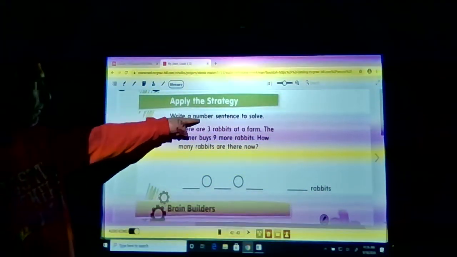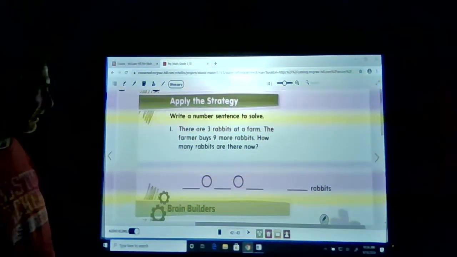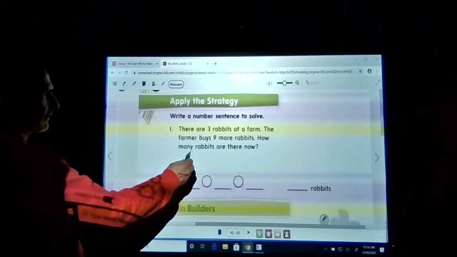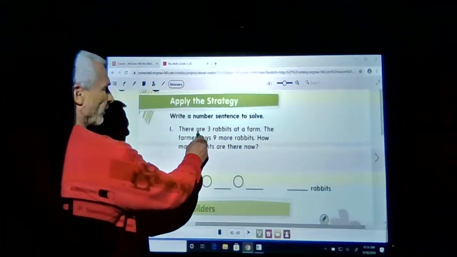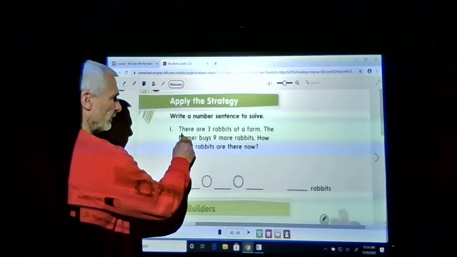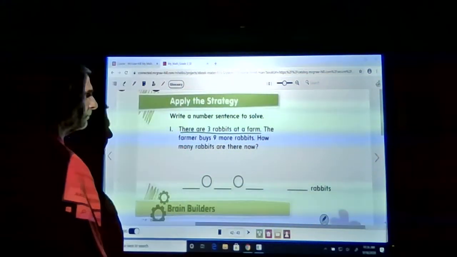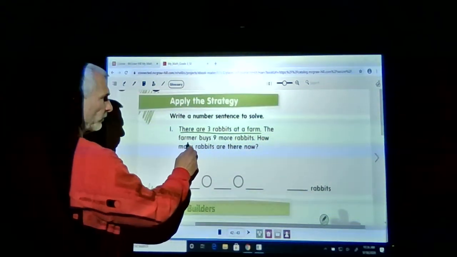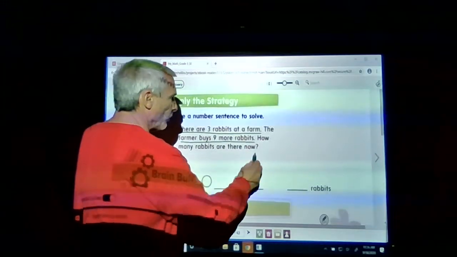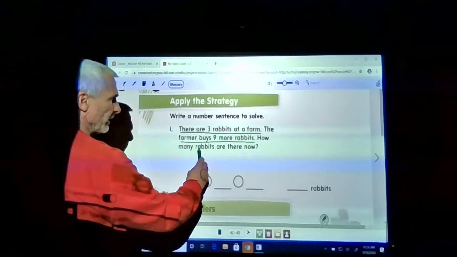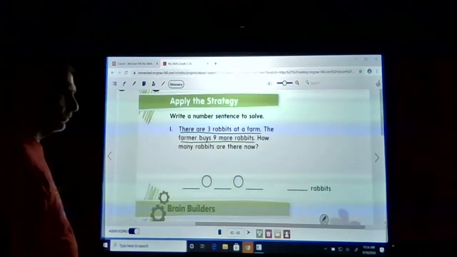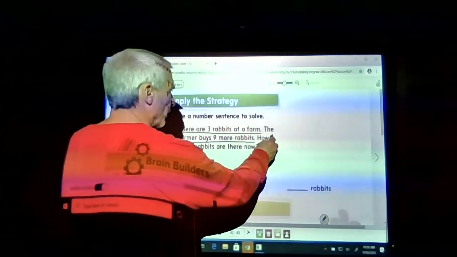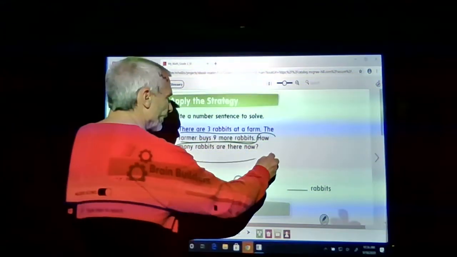We're going to write a number sentence, and we're going to use our strategies, which is to underline what we know. There are 3 rabbits at a farm. We know there are 3 at the farm. The farmer buys 9 more rabbits. We know the farmer buys 9 more. How many rabbits are there now? Well, that's what we have to find out. How many rabbits are there now?